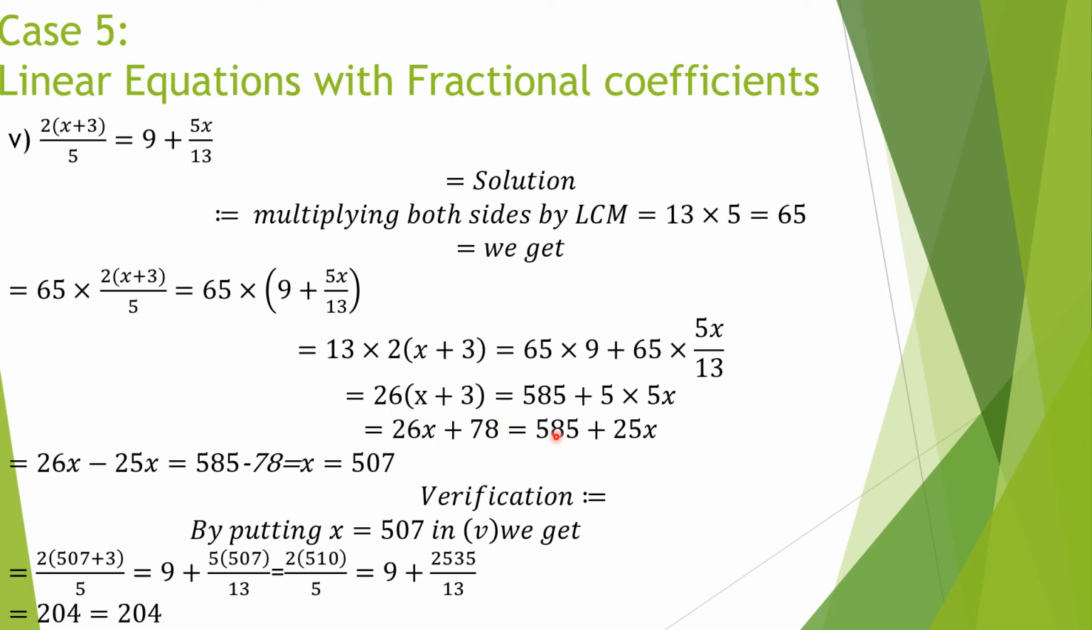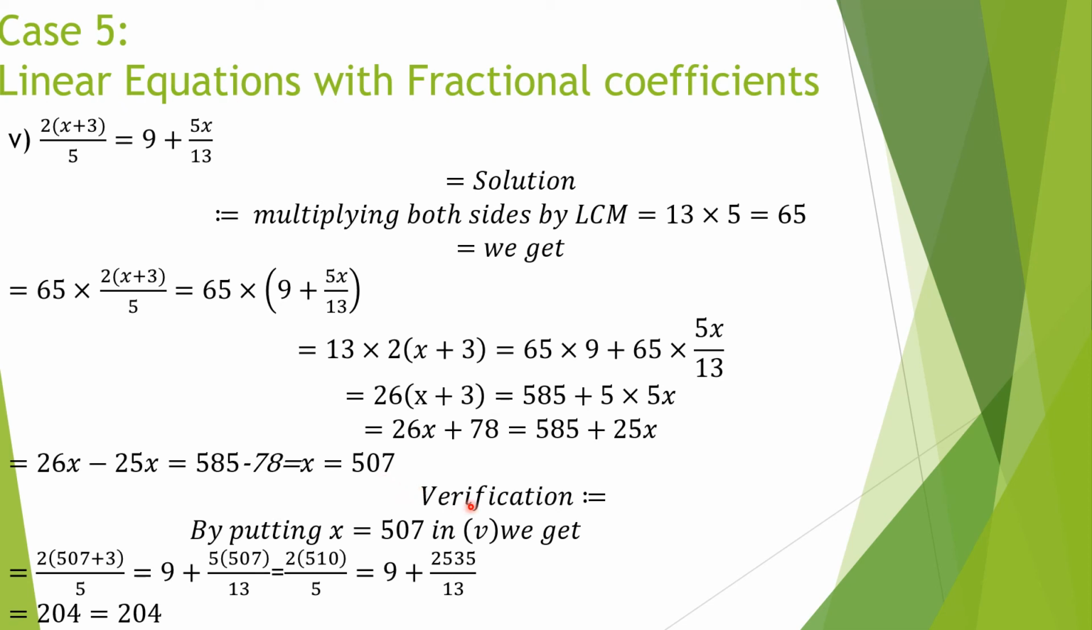Now by arranging the like terms, 25x is shifted to the left hand side. It changes into minus. 26x minus 25x is equal to x, and 585 minus 78 is 507. This is the answer of the equation. x is equal to 507.